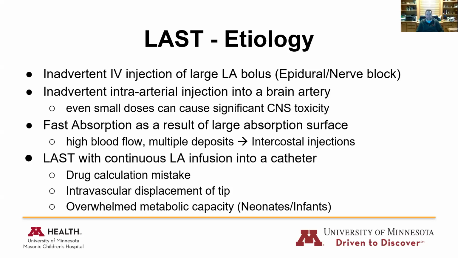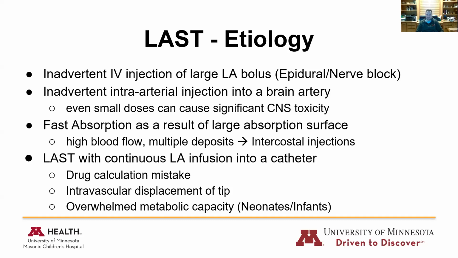Other options include fast absorption, if you have a large absorption surface and high blood flow in the area. The classic scenario here is intercostal injections after rib fractures, where multiple little deposits are made all around the ribs, which creates a fairly large absorption surface and can cause toxicity. In contrast, for example, doing a foot block where you just have one single foot full of local anesthetic, it's extremely unlikely to get toxicity, because the surface area is too small to create toxic systemic levels.